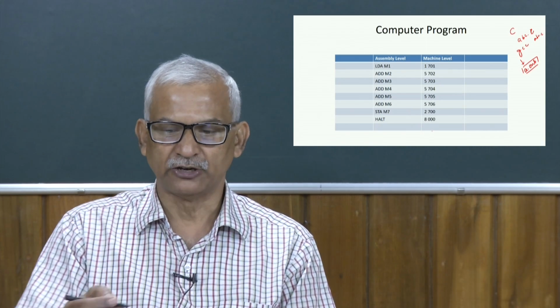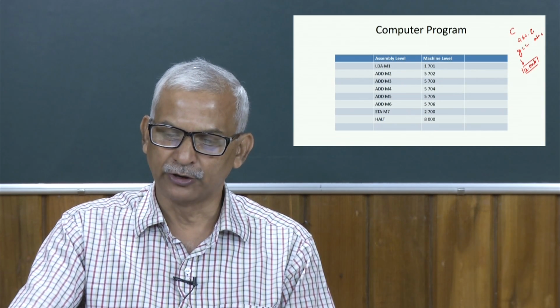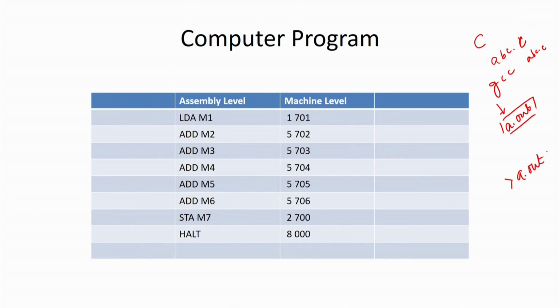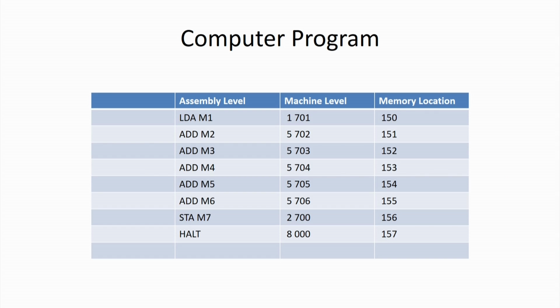Now, we have to execute it. How are you going to execute it? Generally, you give the command a.out. What will happen when I give the command a.out? It will load this particular program into main memory. So, you just see that we are loading this program into main memory locations 150 to 157.